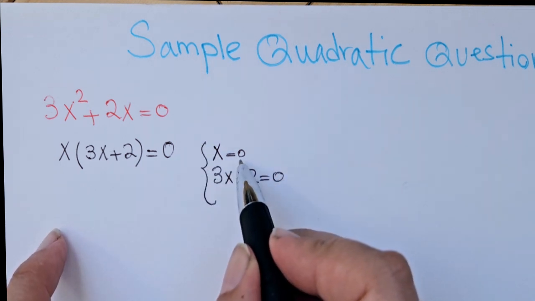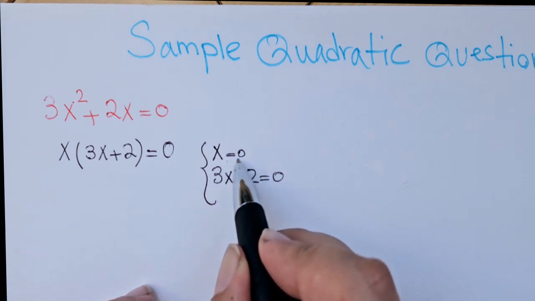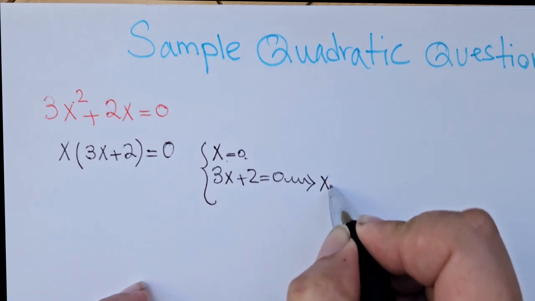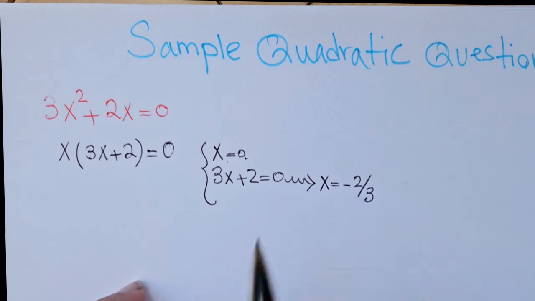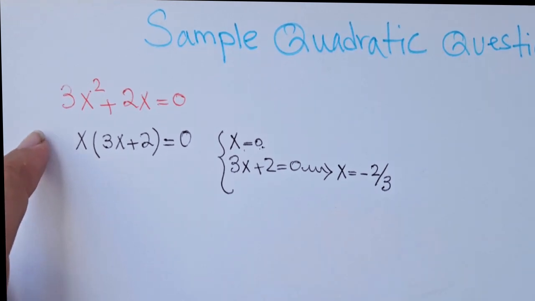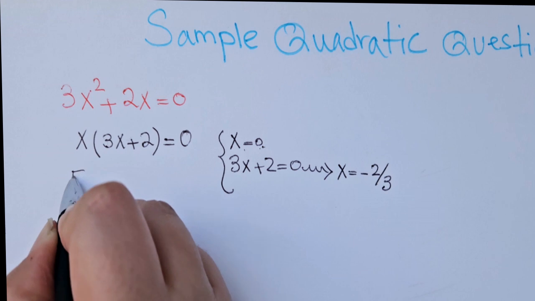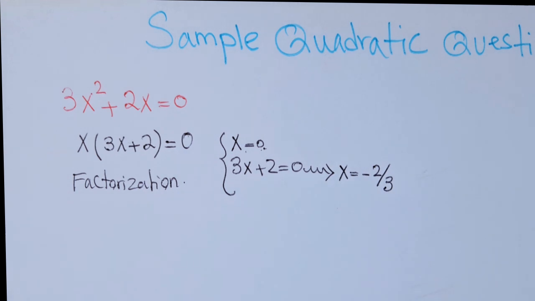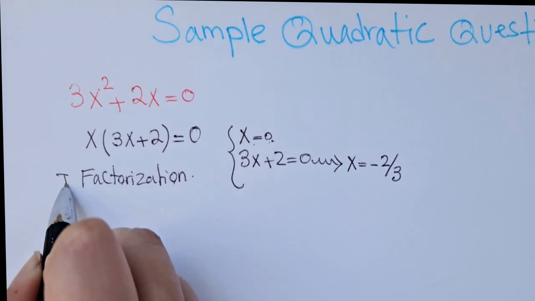So, from the first one, you can directly say x equal to 0 is one of the roots. And from the second one, if you solve it, you will get x equal to negative 2 over 3. So you will end up with two roots, 0 and negative 2 over 3. Okay? These are your two roots, and this is what you expected because it's a quadratic and you expect two roots or two solutions. Okay, this is the first method, and the method I used was factorization. So method 1 was factorization.